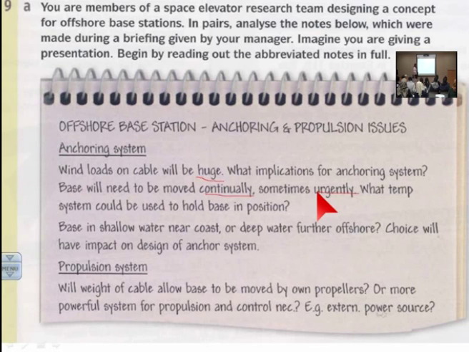What system could be used to hold base in position? In position. Yes, okay. Base in shallow water. So we have here shallow water and we have deep water. Shallow and deep are opposites. That's right. Base in shallow water, near the coast, very close to the coast, to the land. Offshore choice will have impact on design of anchor system.